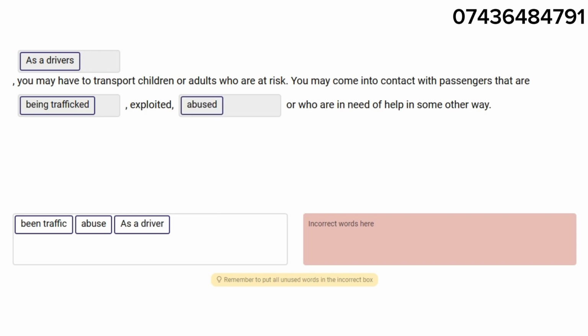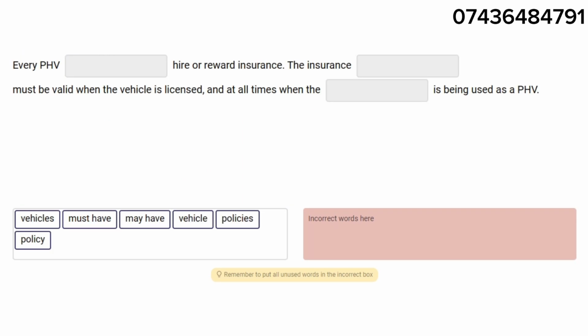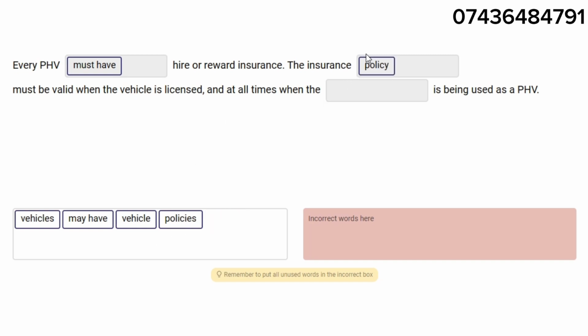Next question is every PHV driver must have, not may, must have appropriate insurance. We already talked about that. And the insurance policy, not policies, which you will find in the handbook as well, must be valid when the vehicle is licensed and at all times when the vehicle, not vehicles, because there is one vehicle.